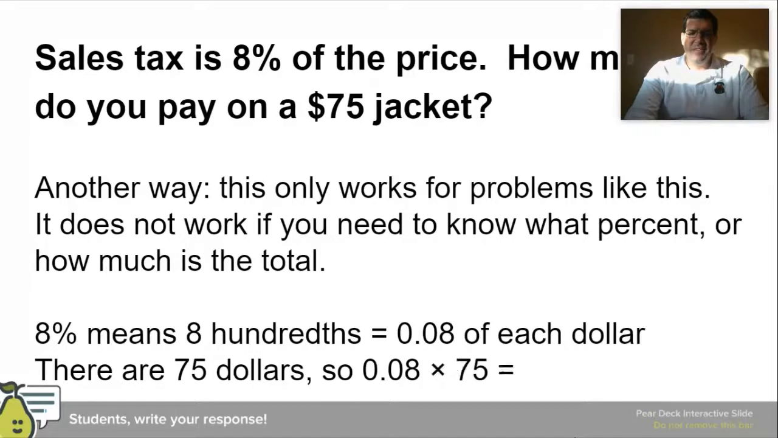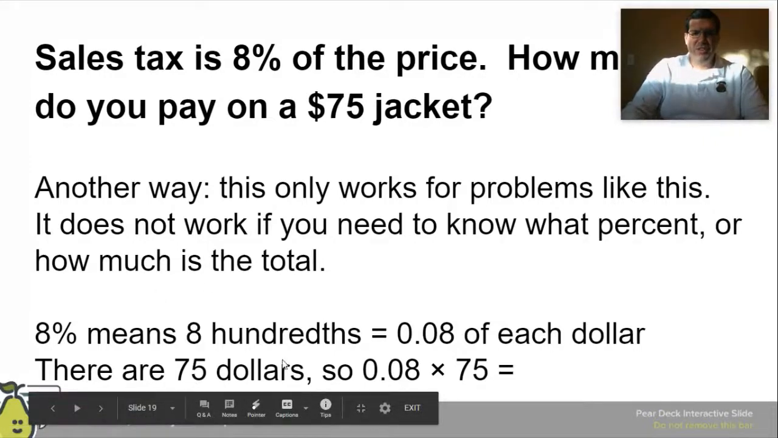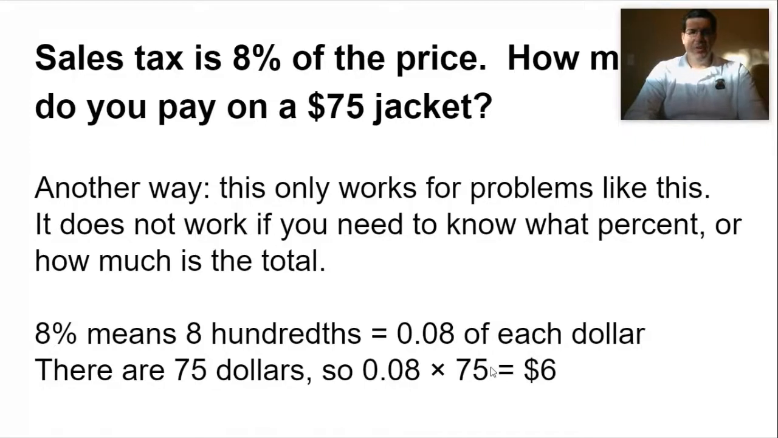You should have said it is multiplication, so I would do 8 hundredths times 75, because you have this fraction of each dollar, and I have $75, so my total would be $6. Now you know 3 different ways to solve percent problems. So you can use that to do today's assignment.